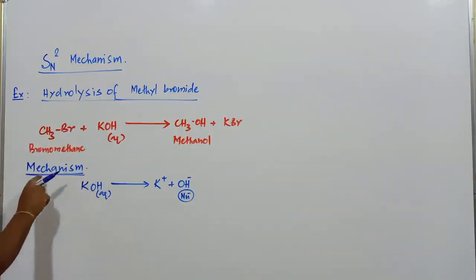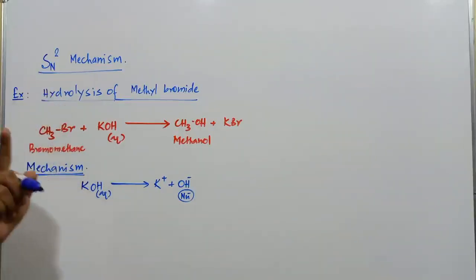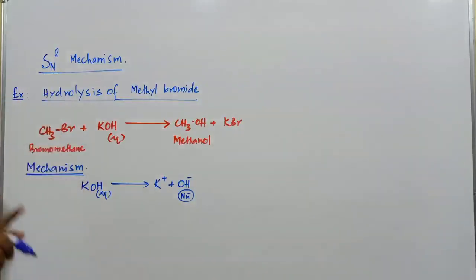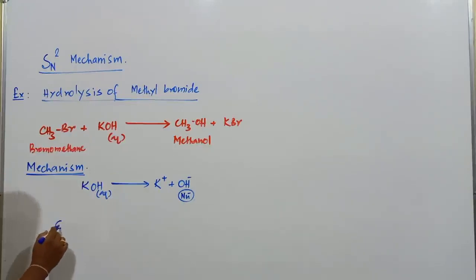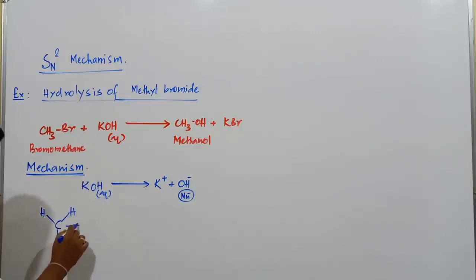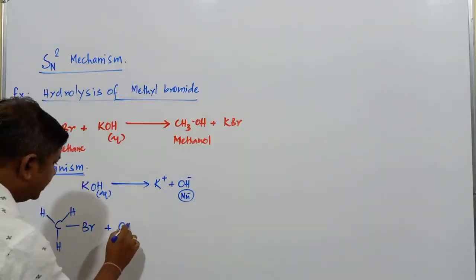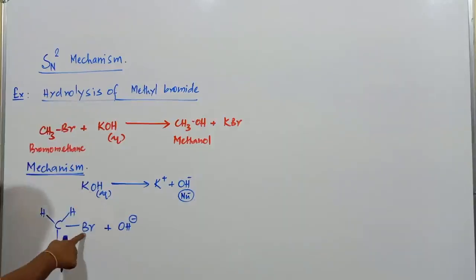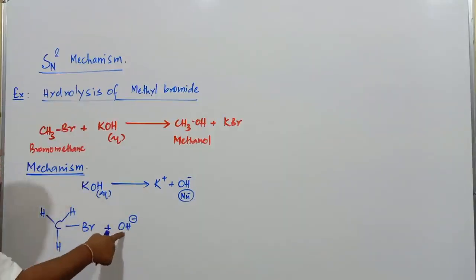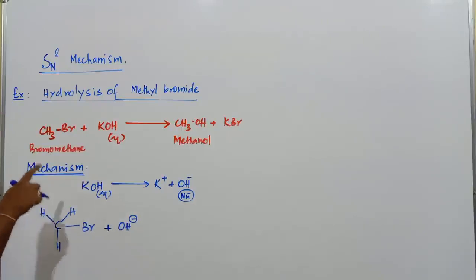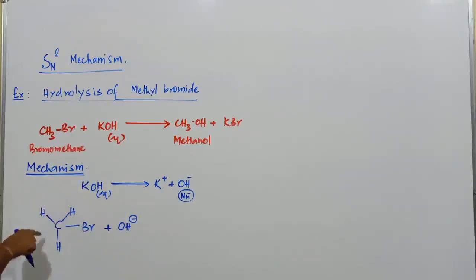Remember one thing very clearly: the SN2 mechanism takes place in only one step, but the SN1 mechanism proceeds in two steps. Now here this is carbon, this is hydrogen, this is hydrogen, this is hydrogen, and it is bonded to bromine. This is methyl bromide, what we have considered here. Now this OH minus nucleophile, no doubt Br minus is also a nucleophile, but OH minus is a stronger nucleophile compared to the halide ion, that is Br minus ion. Now this OH minus attacks the molecule from the direction opposite to the bromine atom.